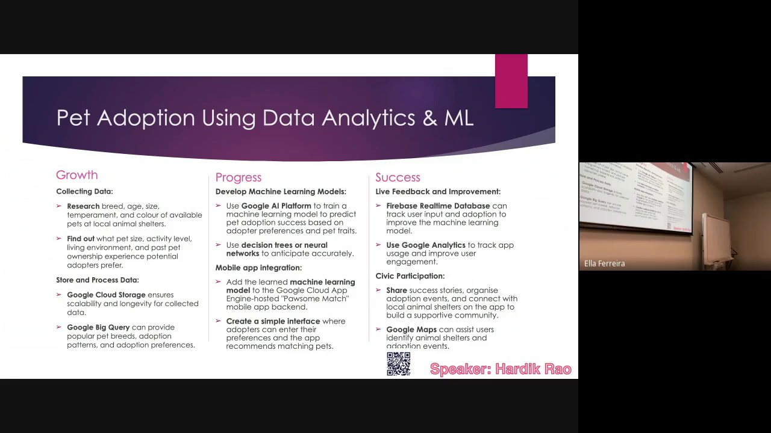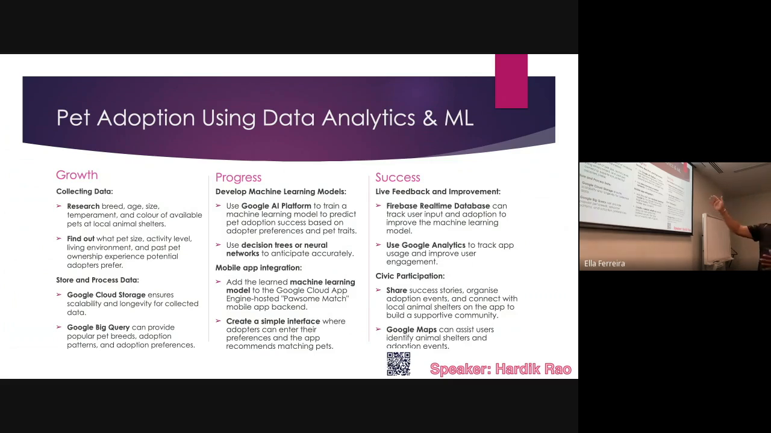Ready. Okay. So bringing it to the next level, we take that data, and Google Cloud Storage ensures the scalability and longevity of the information that we just collected. Then we can use Google BigQuery, which can provide the popular pet breeds, the popular adoption patterns and the adoption preferences, right? So here is a real life implementation of technology to the idea, right?